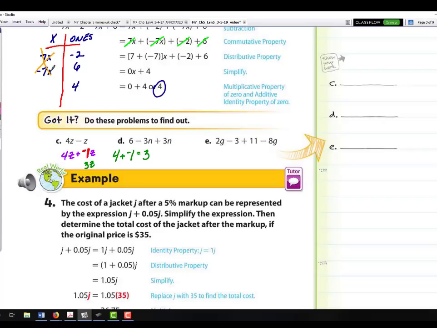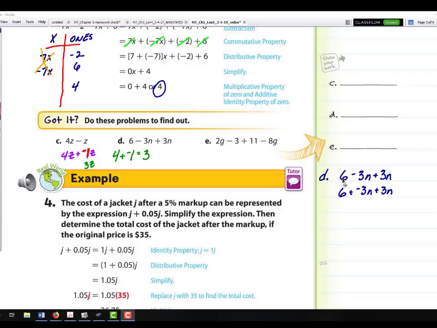All right, go ahead, pause the video, do D, and I'm going to do my work for D over in here. So do D, and then we'll come back and look at it. If you've already done D, you can go ahead and let the video run.